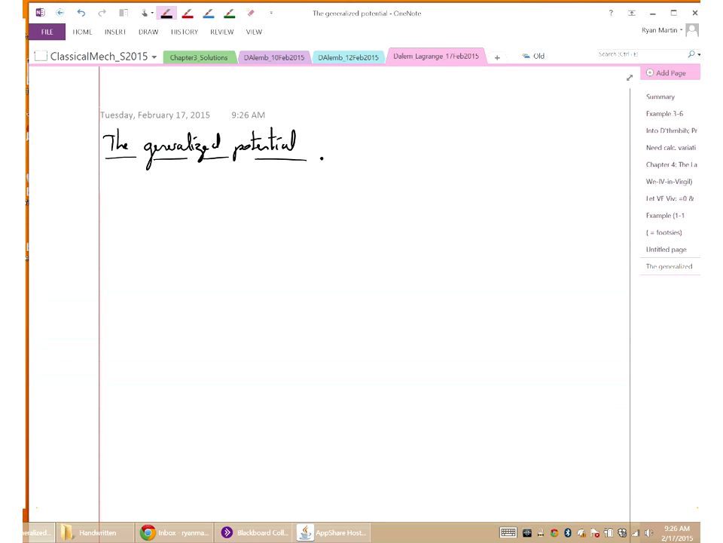So previously, we considered the case where the force was given by simply the gradient of a potential. So just now, we considered the case where effectively the generalized force Qj ended up given by minus ∂V/∂Qj.